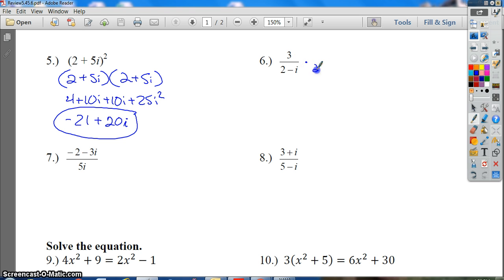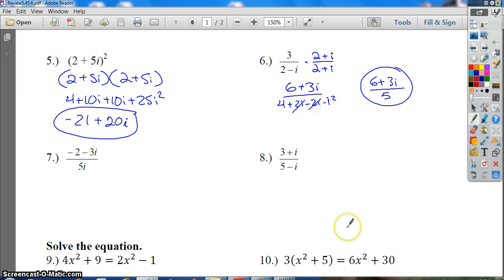You are not allowed to leave i in the bottom, so this is just rationalizing the denominator so it doesn't have i in it. So I multiply by the conjugate. When I do that on top, that's distributive property: 6 plus 3i over 4 plus 2i minus 2i minus i squared. Remember, this is negative 1, so minus a negative 1 would be plus 1. This is 6 plus 3i all over 5. These cancel out.